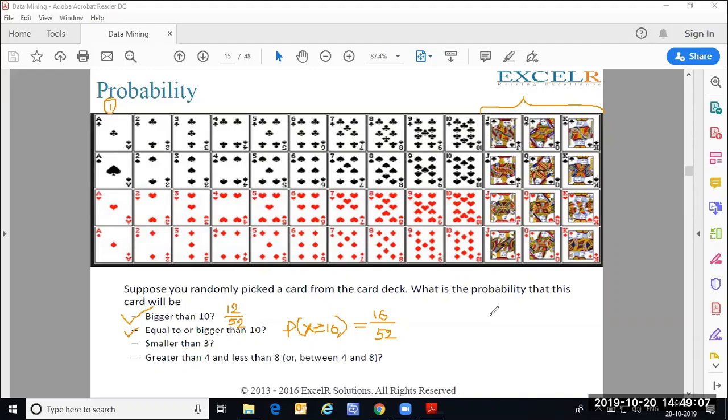This is correct? Yes, of course. Equal to 10 or greater than 10, how many cards do we have? 4 for each symbol. 4 4s are 16, divided by 52. But don't worry, I think all these things will be shared with you. Okay. 16 by 52, right?